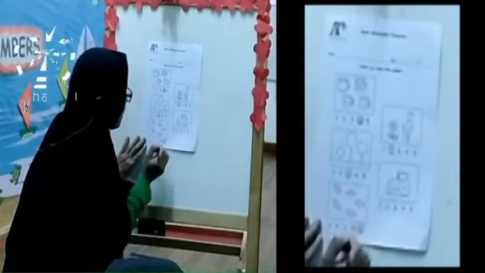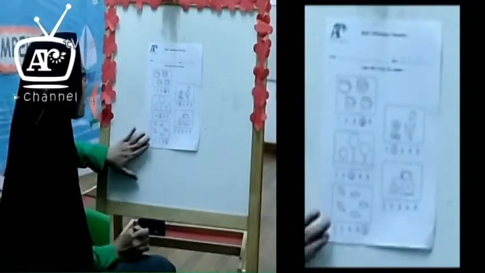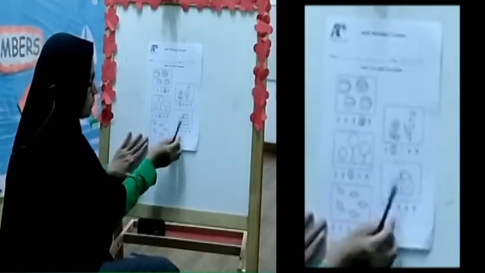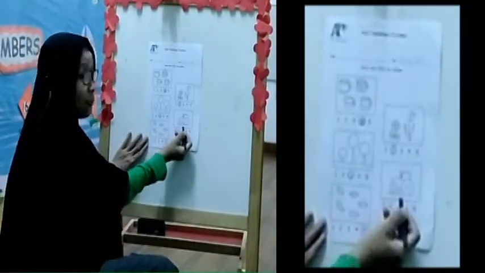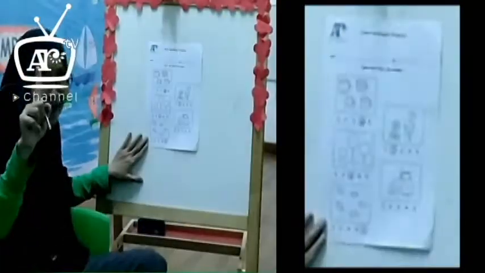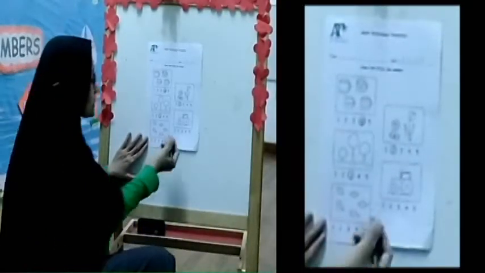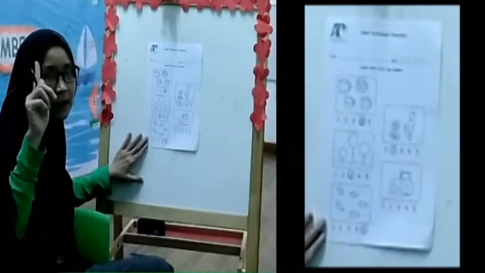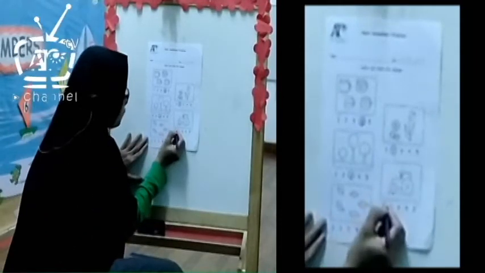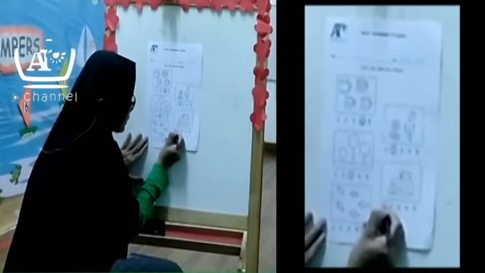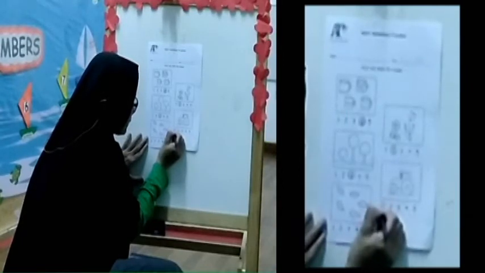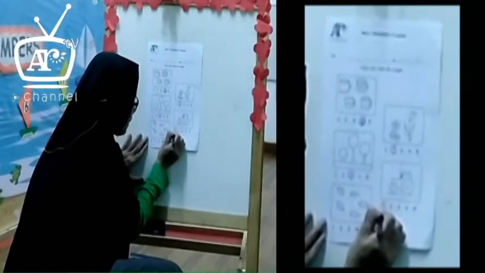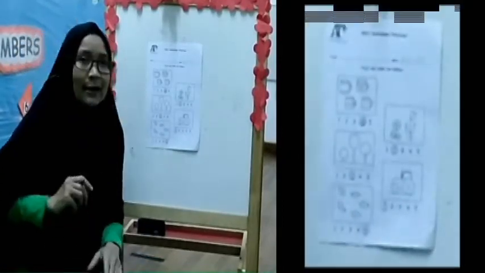And the last one. Let's count how many shrubs. How many shrubs? 1. Yes, that's good job. This is 1 shrub. Where is number one? Let's find number one. Is this number one? Yes, this is number one. Okay.